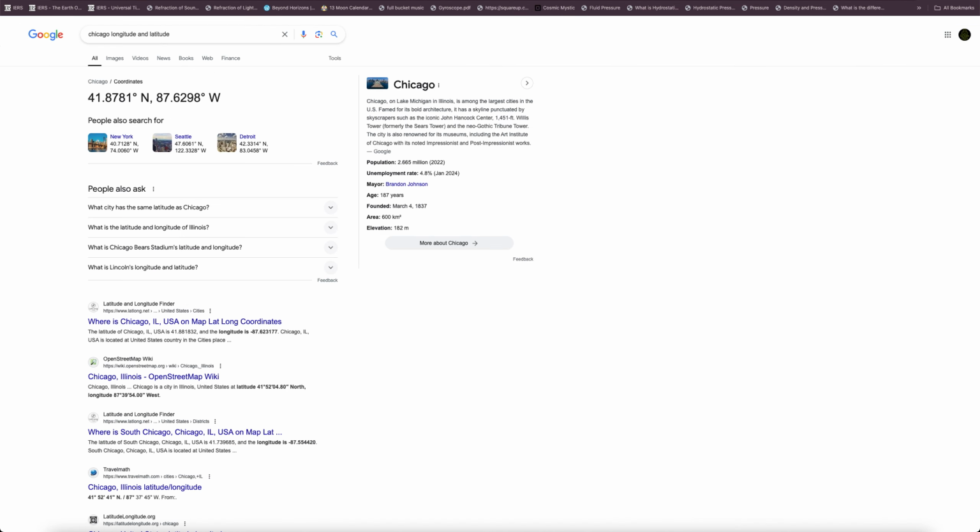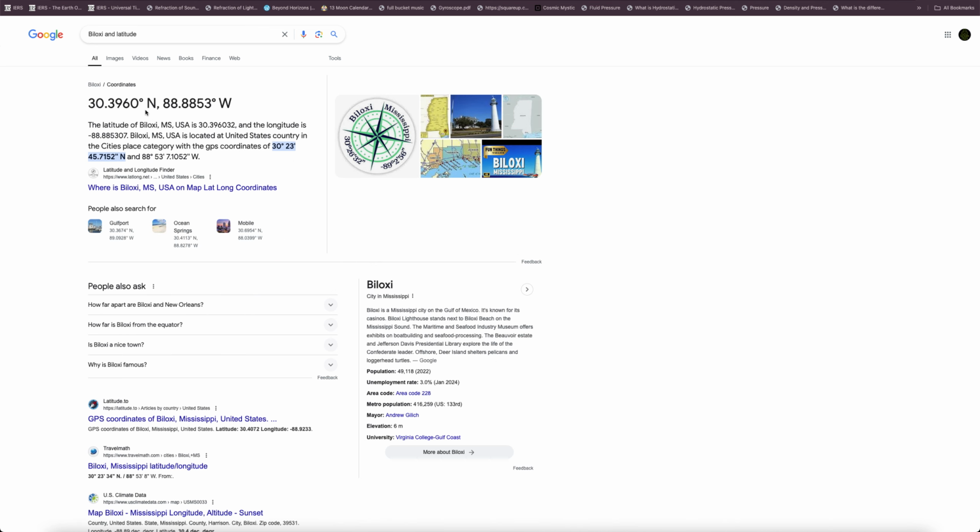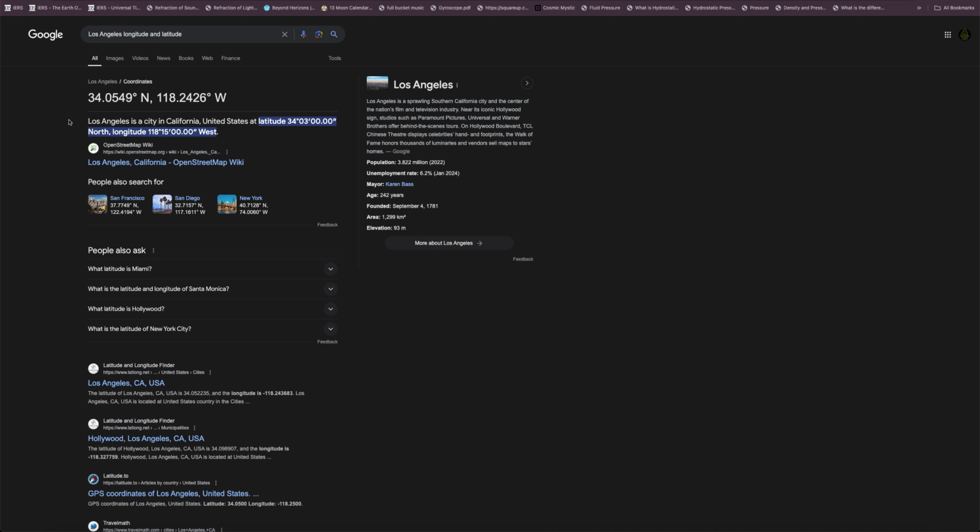Chicago, right? Its longitude is 87.6298 west, right? Biloxi in Mississippi is 88.88 west. So you could have a great circle route distance between Chicago and Biloxi, but between Chicago and Los Angeles, because Los Angeles is 118.26 degrees west, you can't. You have to use a Rhumb line.